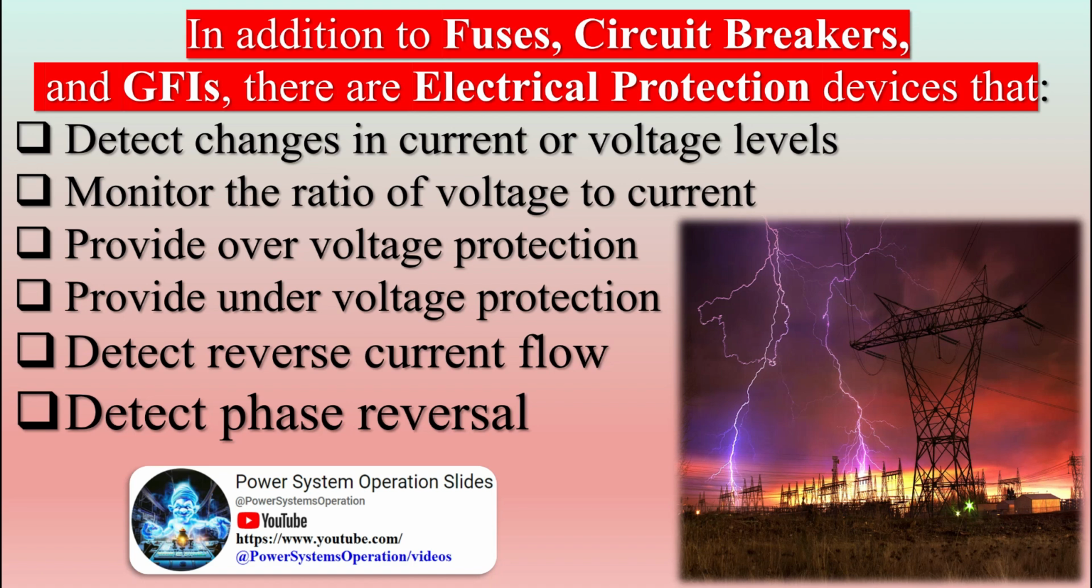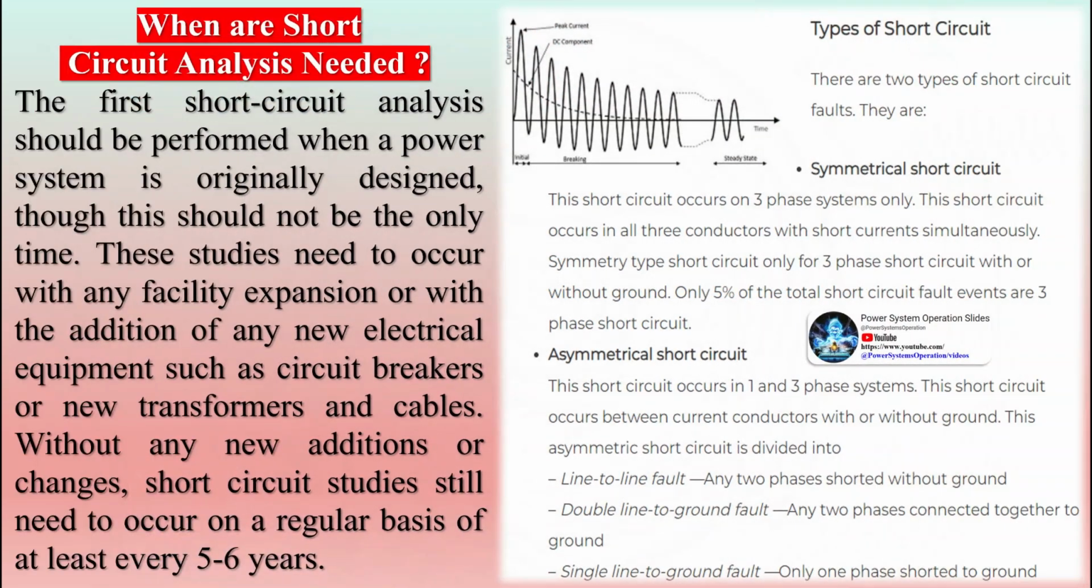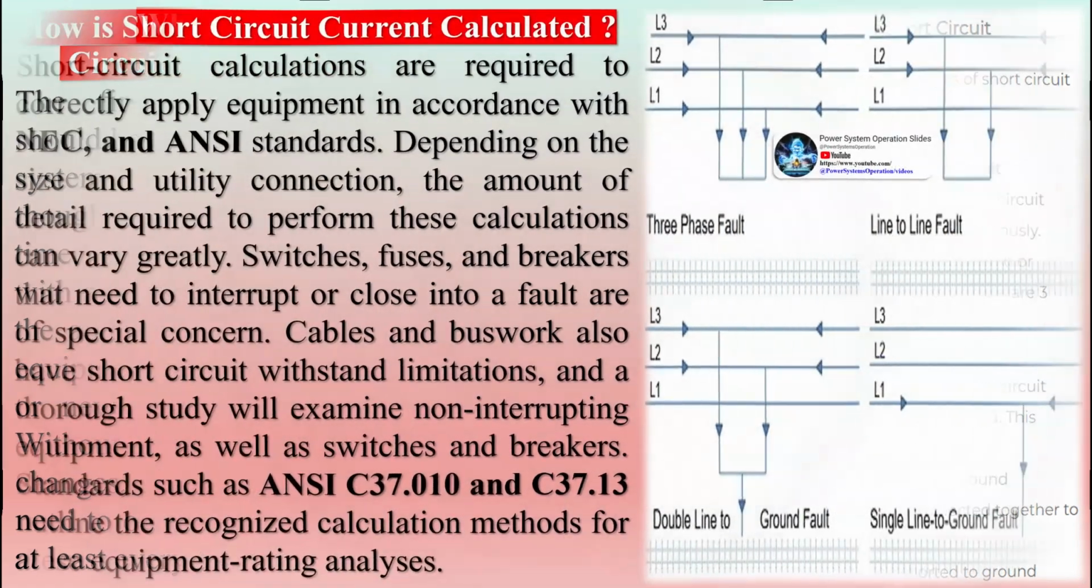How is short-circuit current calculated? Short-circuit calculations are required to correctly apply equipment in accordance with NEC and ANSI standards. Depending on the size and utility connection, the amount of detail required to perform these calculations can vary greatly. Switches, fuses, and breakers that need to interrupt or close into a fault are of special concern. Cables and buswork also have short-circuit withstand limitations, and a thorough study will examine non-interrupting equipment, as well as switches and breakers.